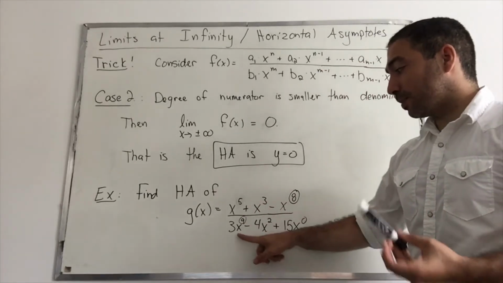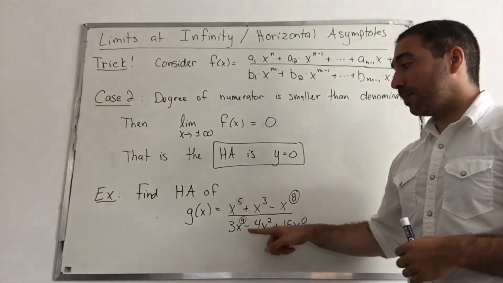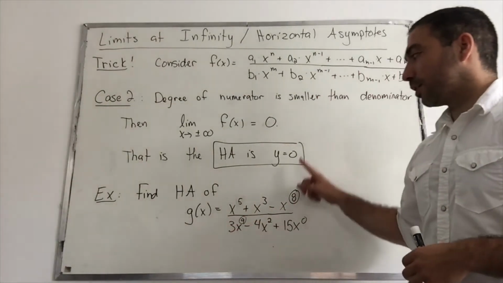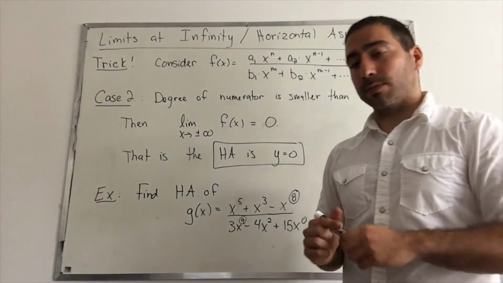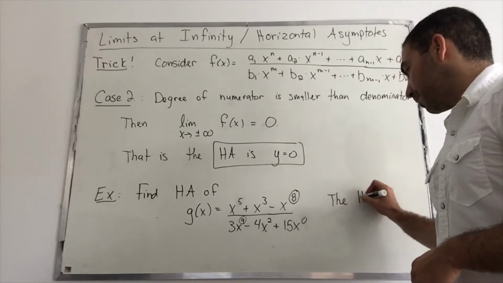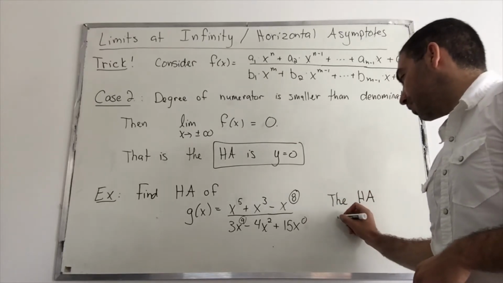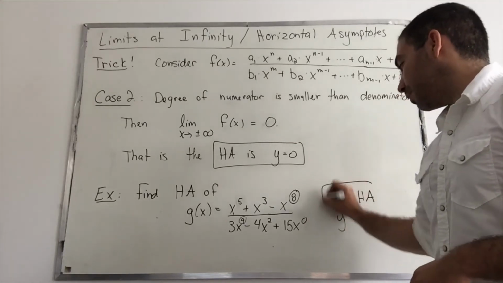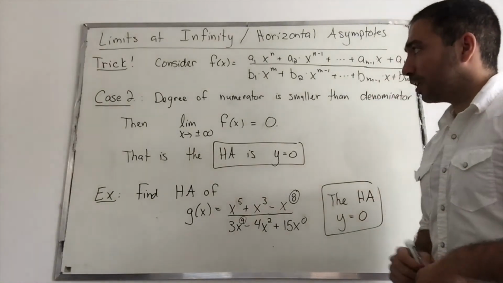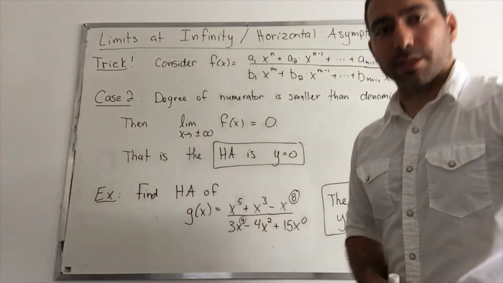So since the highest exponent is bigger on the bottom, this whole thing, when you're taking the limit as x goes to plus or minus infinity, it's always going to go to 0. So the horizontal asymptote here is y equals 0. I'm going to abbreviate it. Horizontal asymptote HA is y equals 0. And just by looking at it. Okay. Let's look at the last case, case 3.